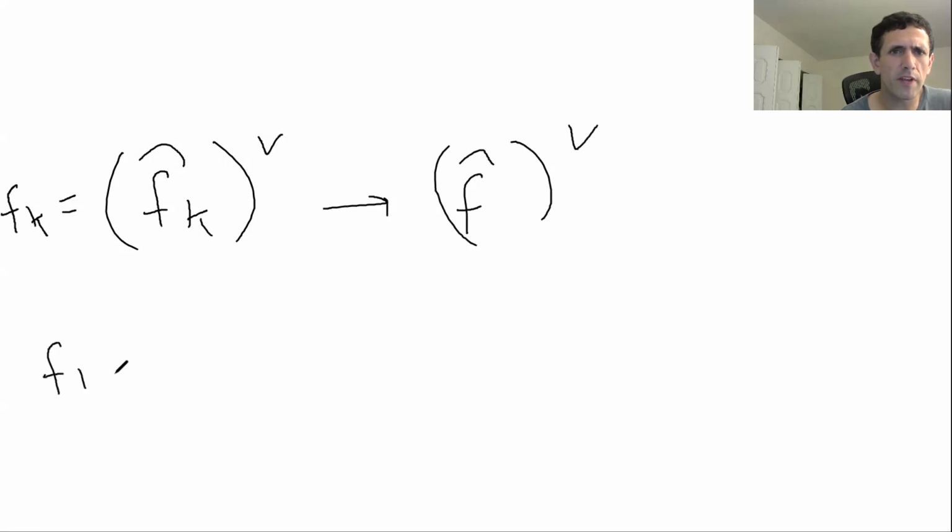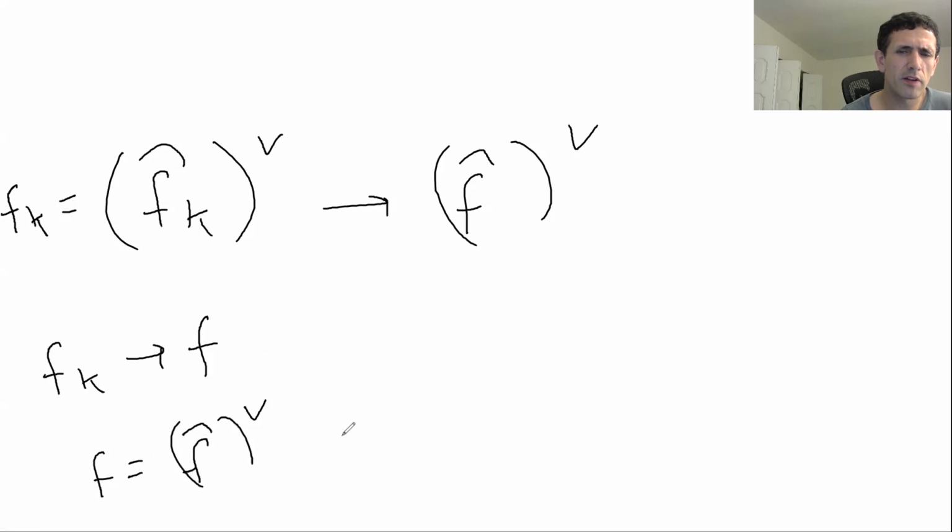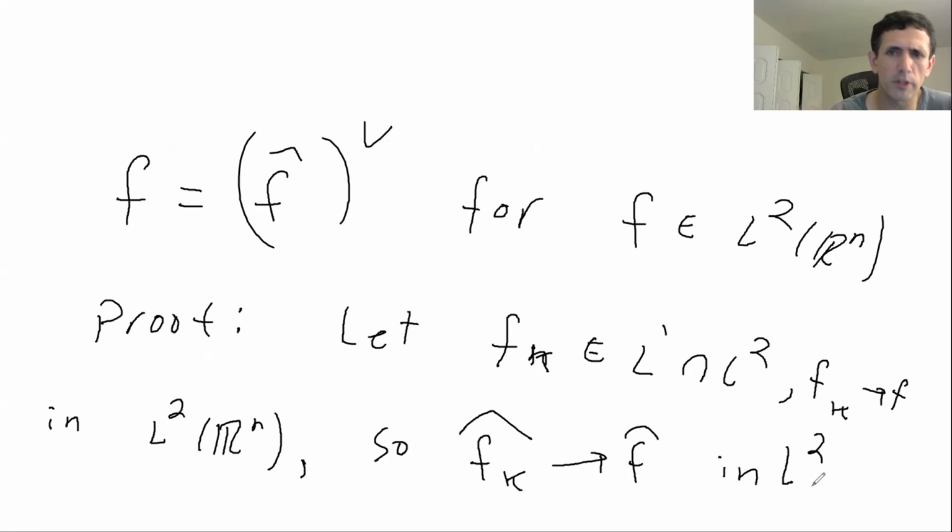Okay, but what does fk also converge to? Drum roll, not needed, f. So the conclusion is f equals f hat inverse hat almost everywhere. Okay, so Fourier inversion is true. So the moral of the story is you have to go back to the definition of the Fourier transform when you prove something about the Fourier transform on L2.